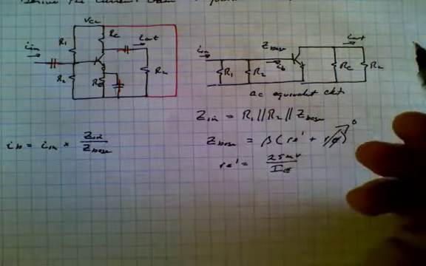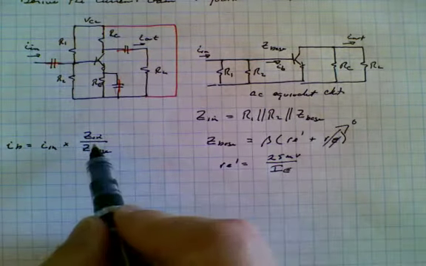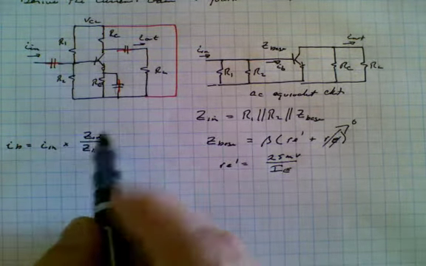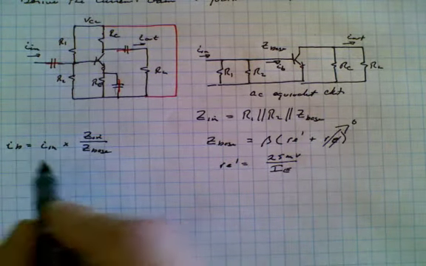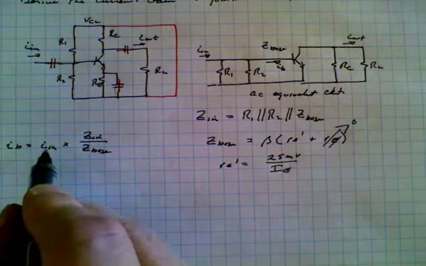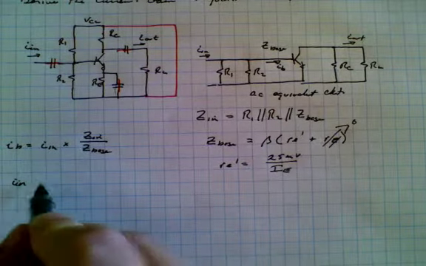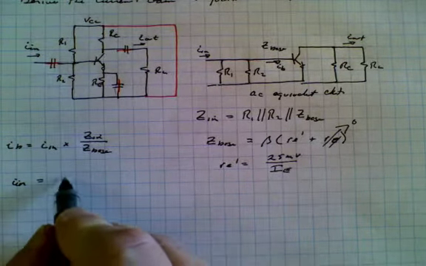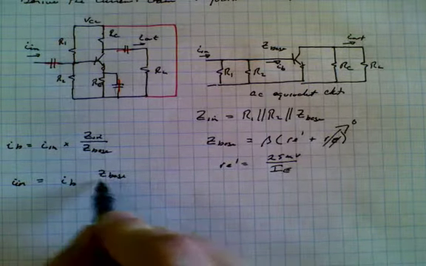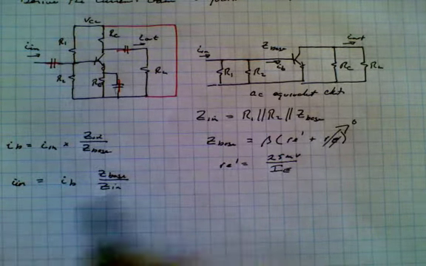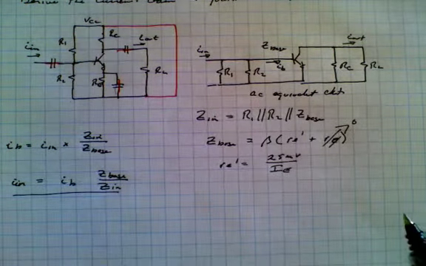Now remember, the current divider rule simply states that the fraction of current that goes into any path is the total impedance divided by the impedance of the path that you're interested in. So here it is. Now we're not really interested in the base current, we're actually interested in I in. So I in is equal to, let me just flip this over, the base current times the base impedance divided by Z in. So there's an expression for input current.